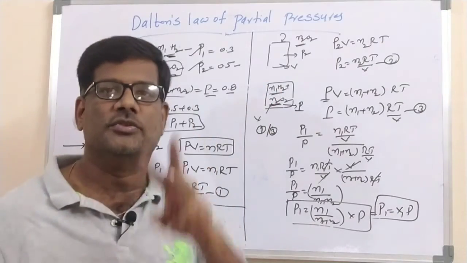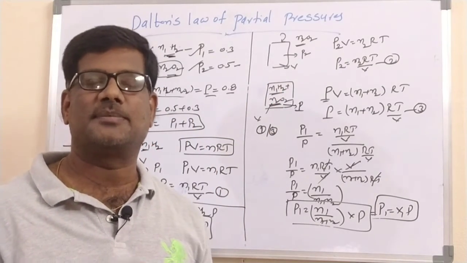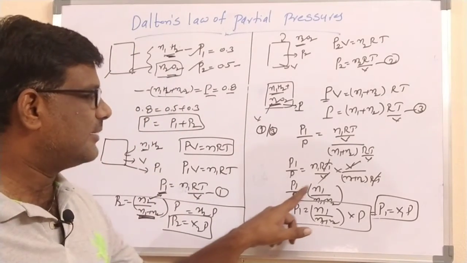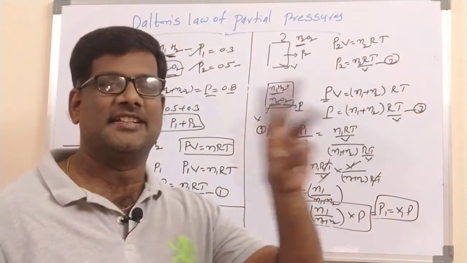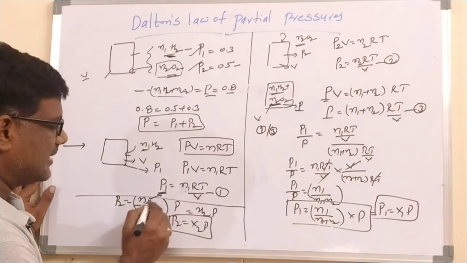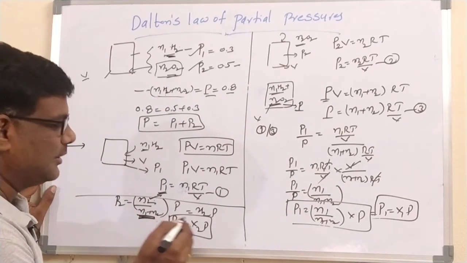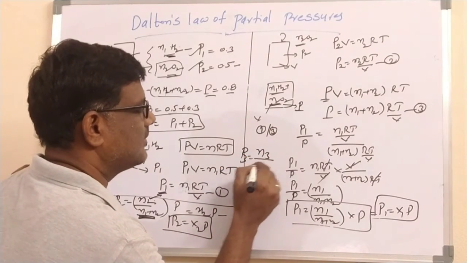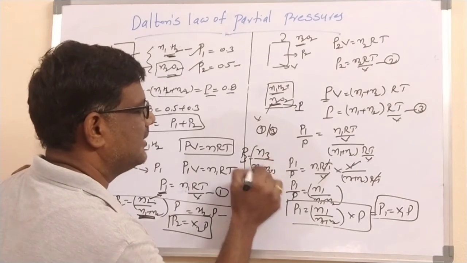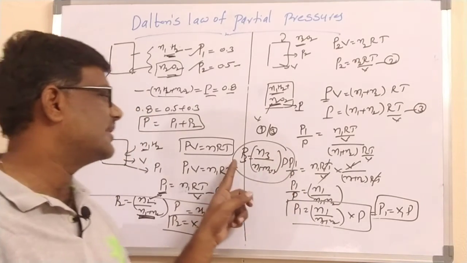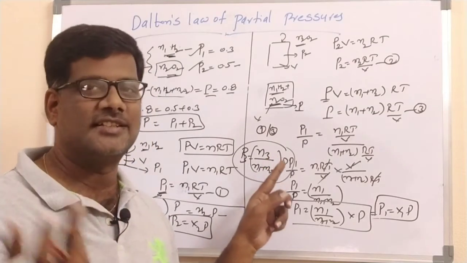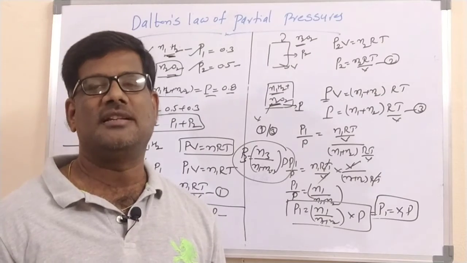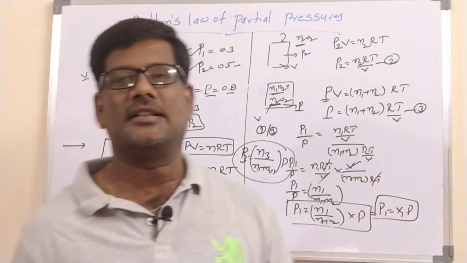How many gases have we taken? 2. If you have 3, then what is Dalton's law of partial pressure? P is equal to P1 plus P2 plus P3. So what is P1? P1 is N1 by N1 plus N2 plus N3, since 3 gases are there. What is P2? P2 is equal to N2 by N1 plus N2 plus N3 into the total pressure. If you calculate P3, total gases are 3, then P3 is equal to N3 by N1 plus N2 plus N3 into the total pressure. That is, the partial pressure of the third gas is equal to the mole fraction of the third gas. What is the mole fraction? The number of moles of the third gas to the total number of moles, and it must be multiplied with the total pressure, which is called Dalton's law of partial pressure.